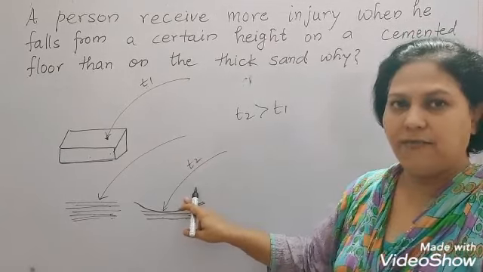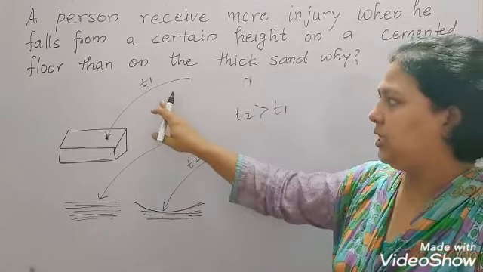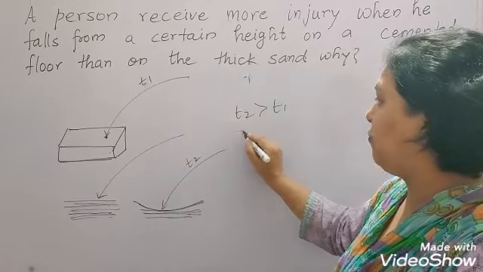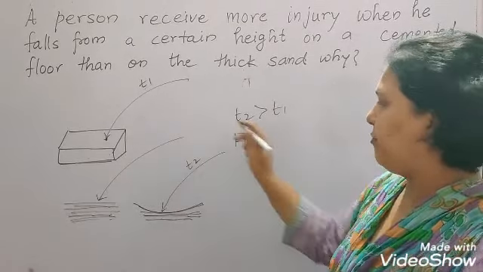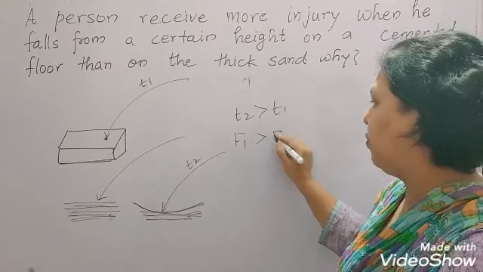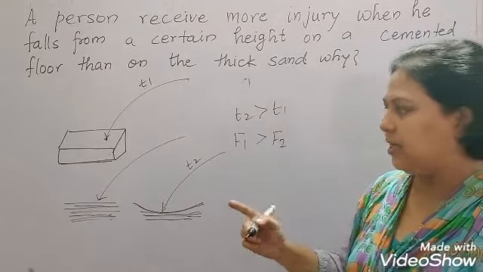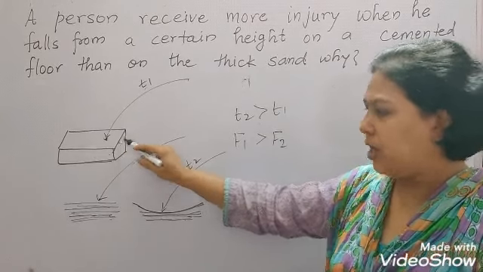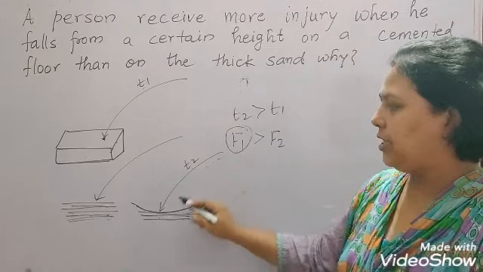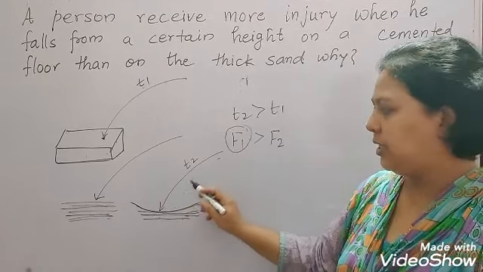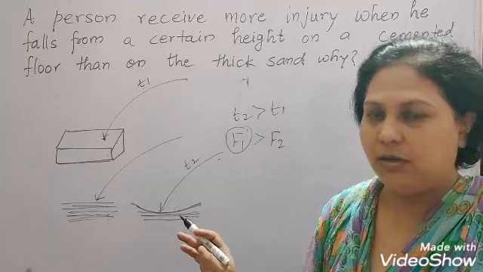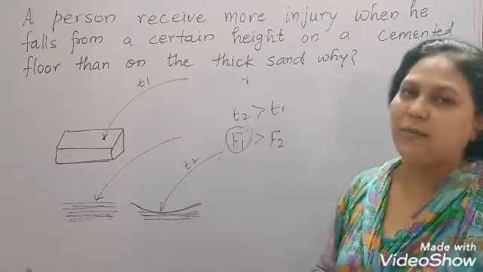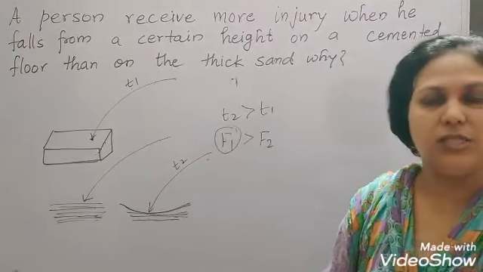In this case he will take a longer time to stop, and in this case a smaller time to stop. So you will find that in the first case F1 will be more, that means the force will be more, and F2 will be less here. That means he will get hurt when he falls on the cemented floor. The force will be large, and here he will not get that much injury in the case of thick sand. So this is the practical application of Newton's second law of motion.